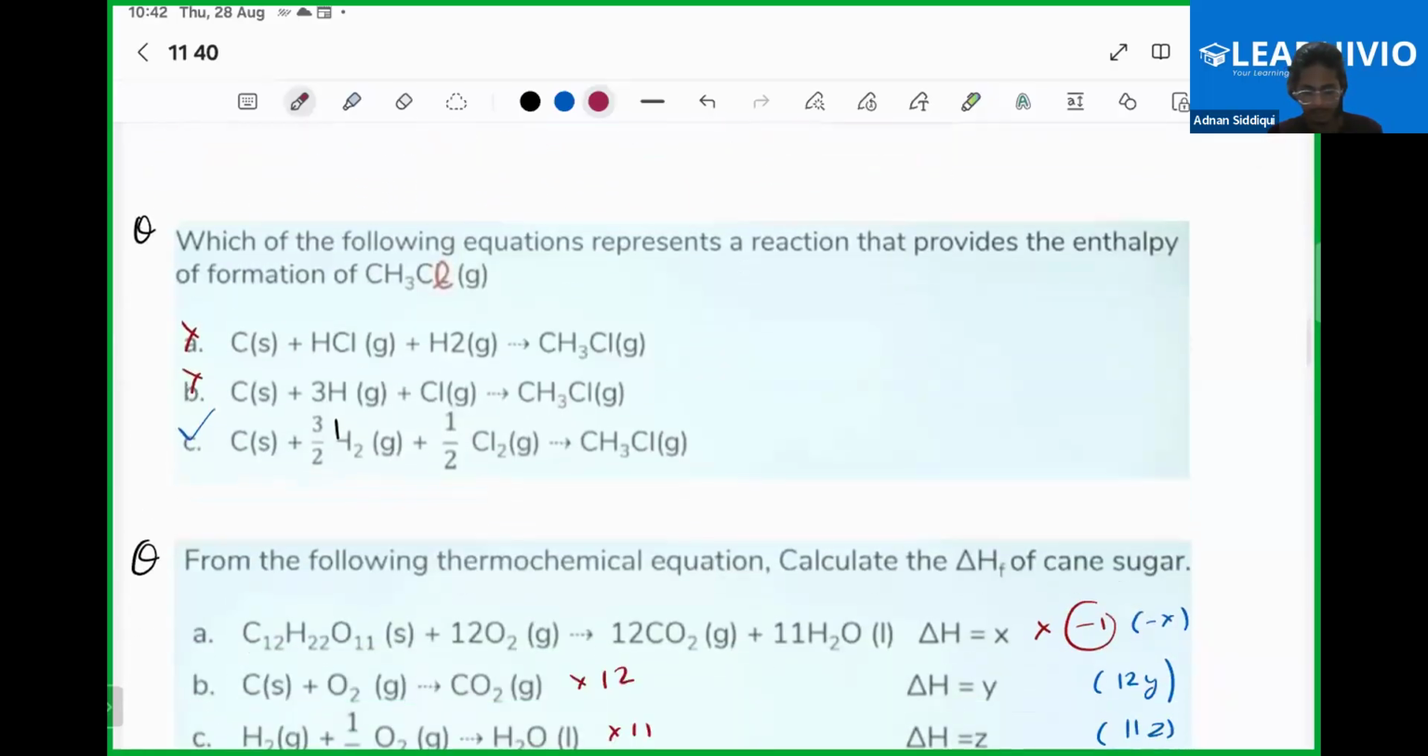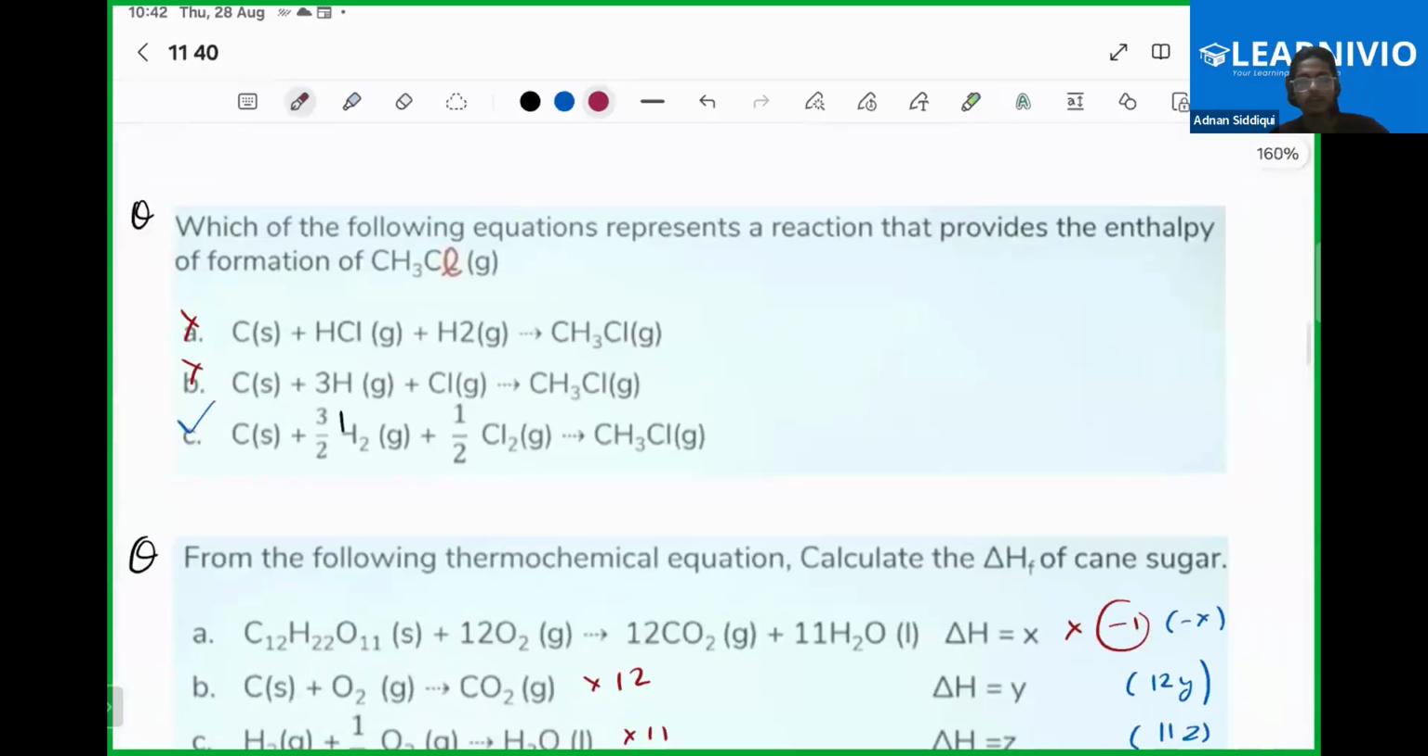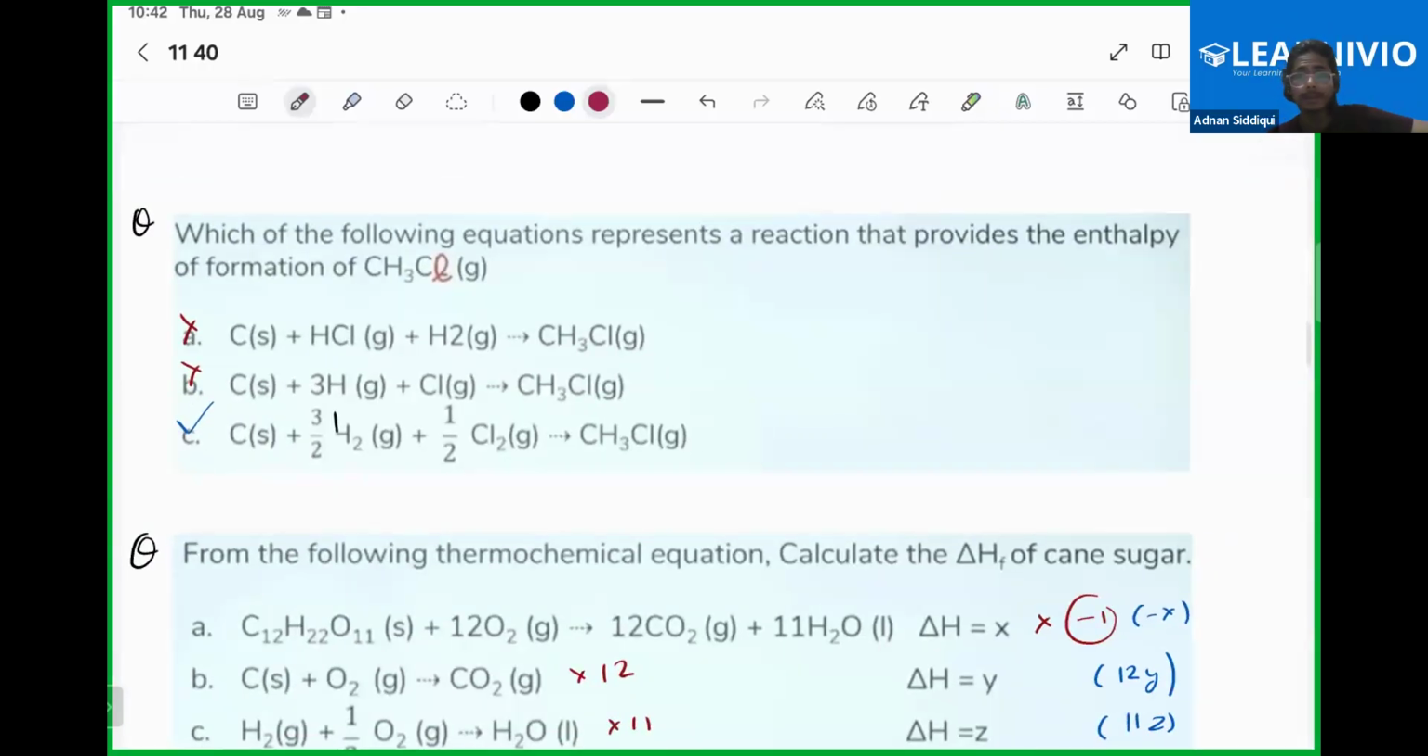So let us see this question. Which of the following equations represents a reaction that provides the enthalpy of formation of CH3Cl? You have to make CH3Cl. How can you make it?